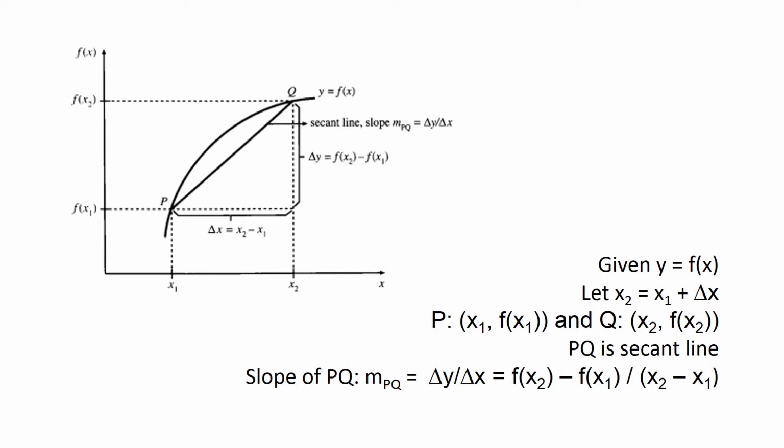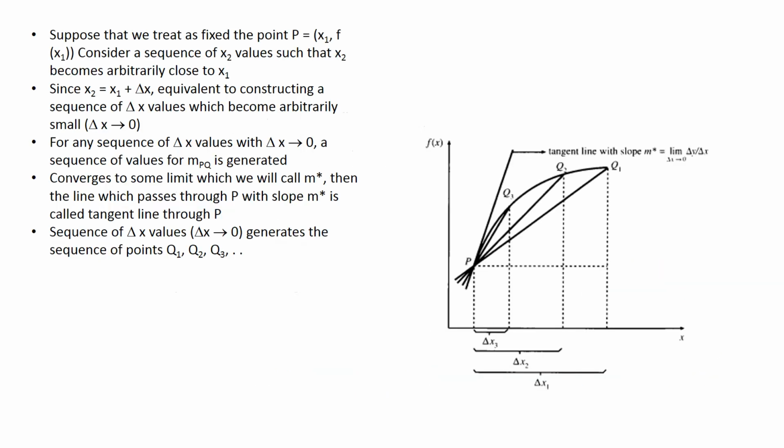Now, given y equal to f(x), let us suppose that x2 is equal to x1 plus del x. We have increased the value of x. So the coordinates of the 2 points are, in case of P, x1 and f(x1). In case of Q, the coordinates are x2 and f(x2). The slope of PQ is f(x2) minus f(x1) divided by x2 minus x1.